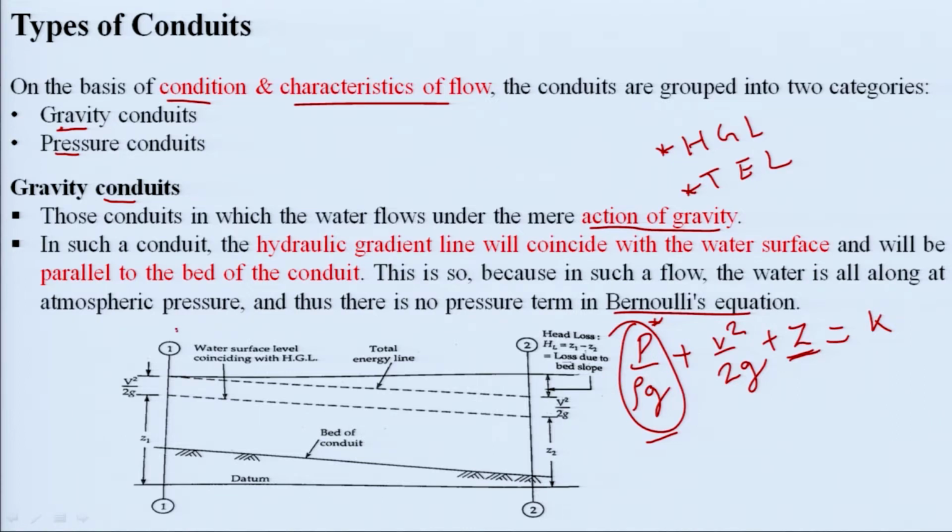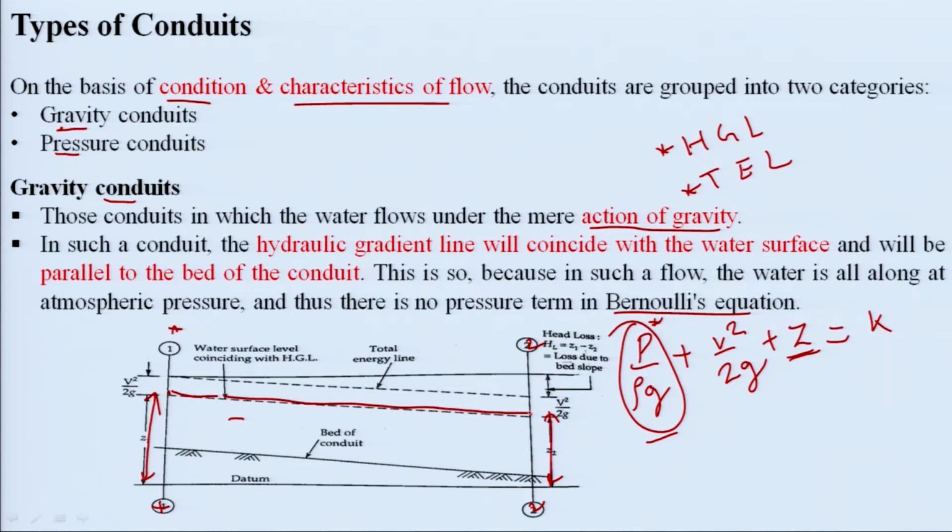Here at section 1 the datum head is Z1, at section 2 the datum head is Z2. As pressure head is 0, by joining this point and this point we will get a line, and that will represent the hydraulic gradient line, and this line will coincide with the water level in that particular conduit.